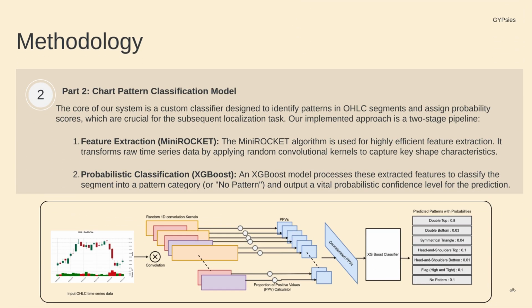The second part of our methodology is the heart of our system, the chart pattern classification model. This model is designed to identify predefined chart patterns within stock price data and assign a probability score to each identification. We took a two-part approach to build this model. First, we used a feature extractor called MiniRocket. This algorithm is incredibly efficient at transforming the time series data into a format that highlights its key shape characteristics. Then we used a classifier called XGBoost to process these features. XGBoost is a powerful machine learning model that classifies the segments into our predefined pattern categories, or as no pattern, and provides a confidence level for each classification.